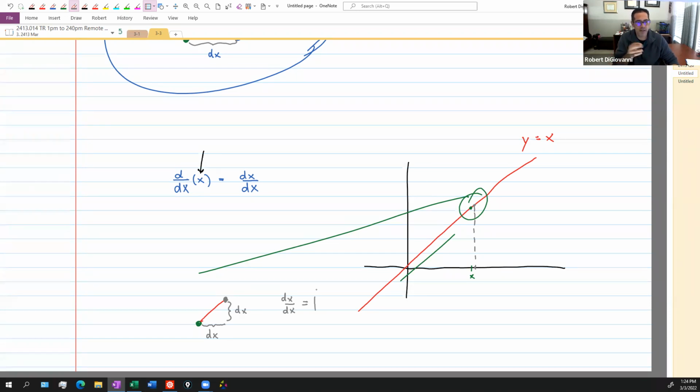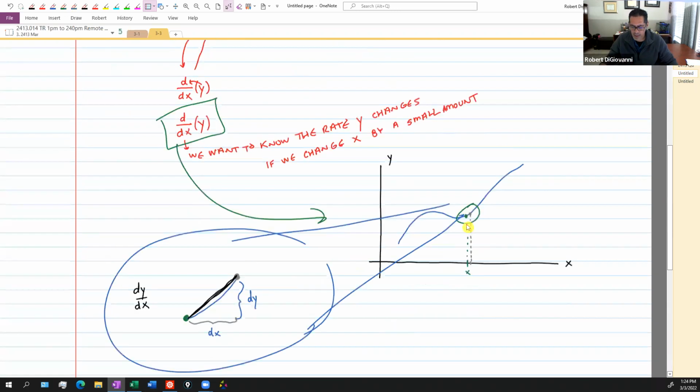But see, it's the same function, right? It's how much does x go up by if I change x by this much? So if I change x by 2, then it goes up by 2. If I change x by 3, it goes up by 3. So that ratio is always constantly 1. That's why the derivative of x is 1. I mean, does that make sense?